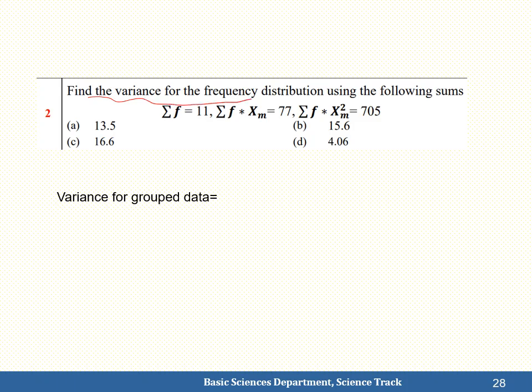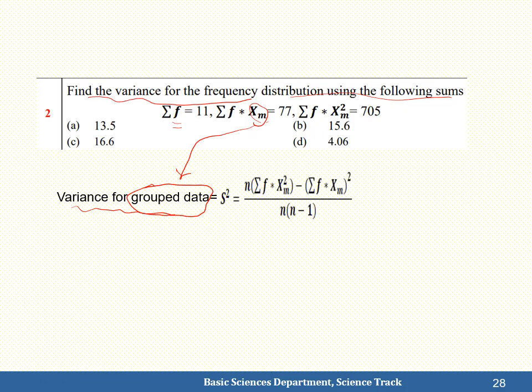Find the variance for the frequency distribution using the following sums. Now, here you have to pay attention to the terms. There's a frequency given, and also the midpoints are given here. So if the midpoints and the frequencies are given, it means we are dealing with grouped data. And the variance for the grouped data is given by this formula. Now we have to use this variance formula for the grouped data, and we have to substitute these values in the formula.